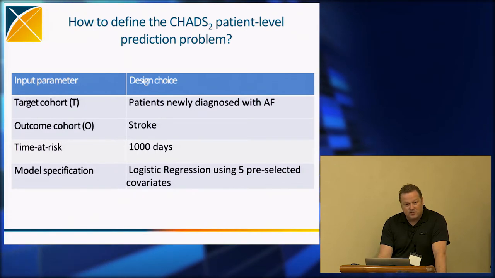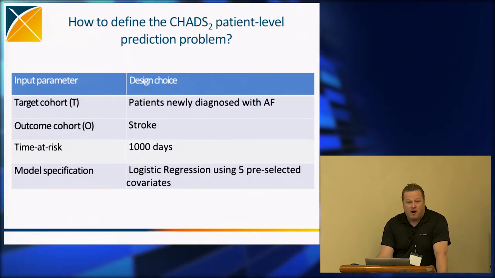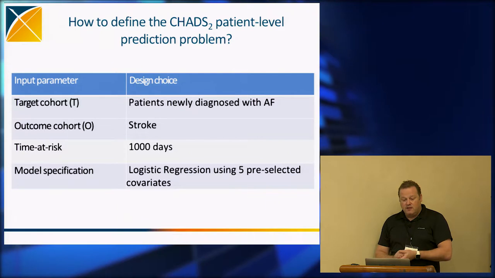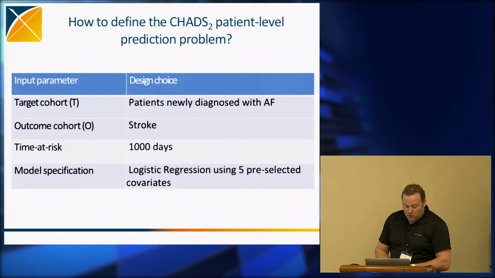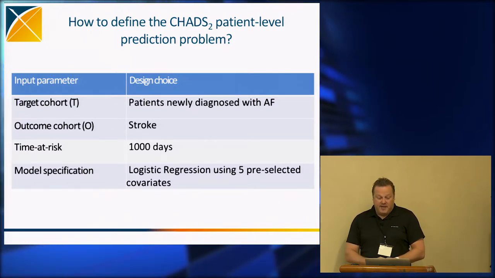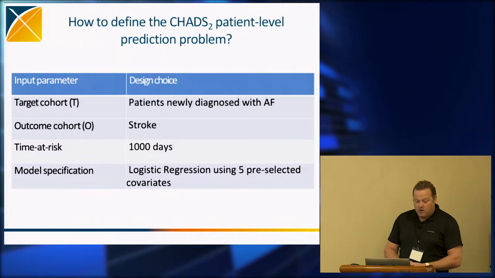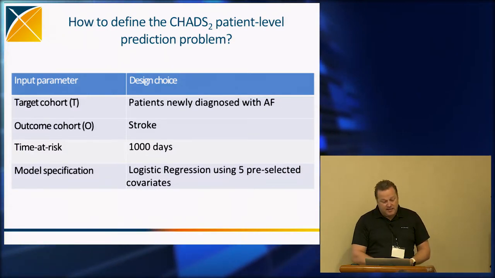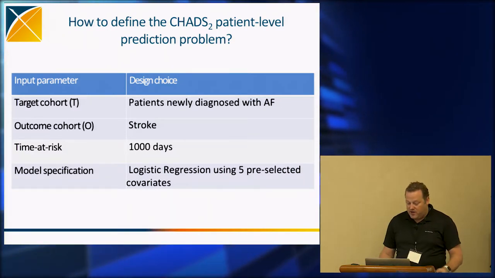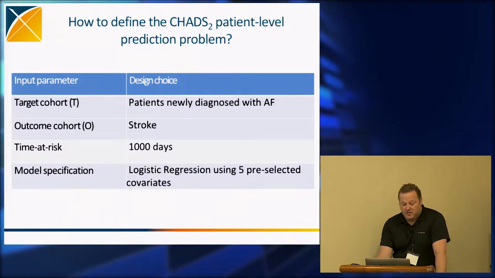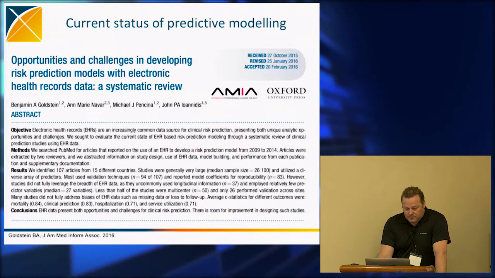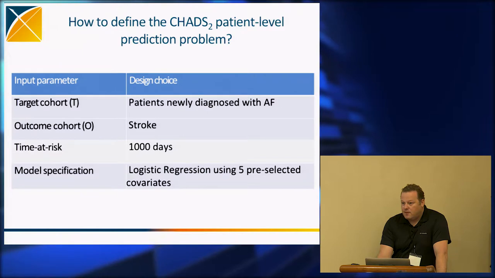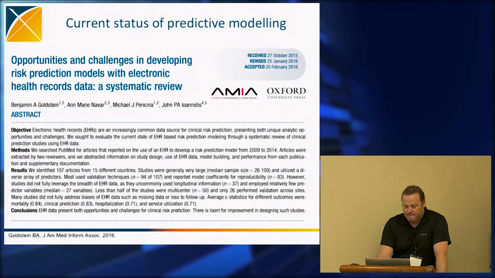So if you look into this prediction problem and our framework that we defined, here the target cohort was patients newly diagnosed with atrial fibrillation. The outcome was stroke. The time at risk was 1,000 days, and they used a logistic regression with 5 pre-selected covariates. Correct. Yeah.